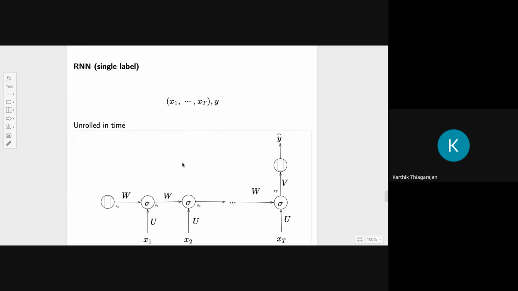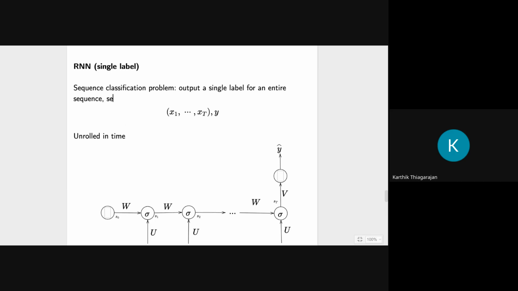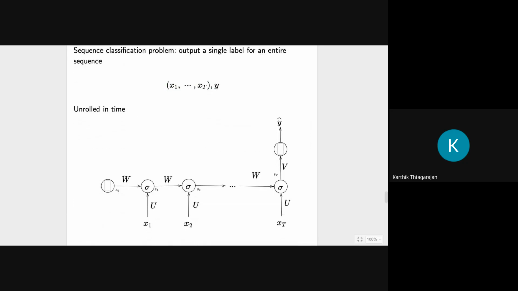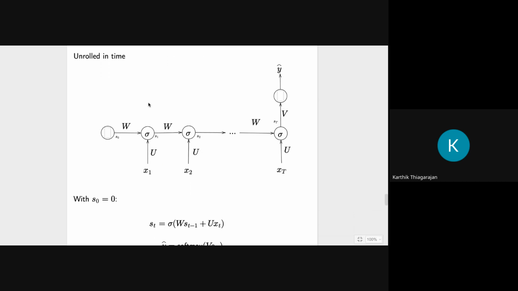So this class of problems, this is like a sequence classification problem, right? Meaning output a single label for an entire sequence. So for example, sentiment analysis or document classification, or if you're given a video, for example, you want to recognize what activity is happening in that video. These are all examples of outputting a single label. Therefore, my intermediate outputs are not meaningful. But we look at the case where they are meaningful.